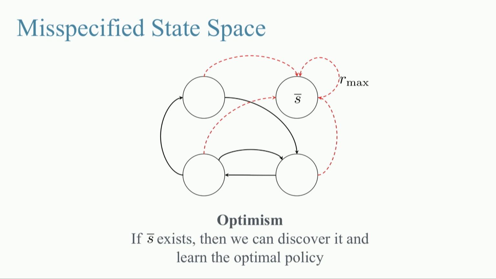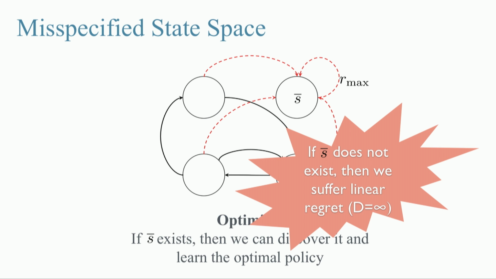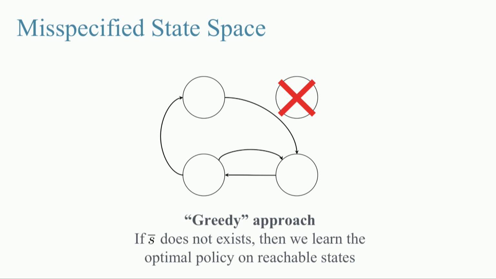So optimism says, well, let's try to go there and maybe discover something which is better than what I know so far. So if this state here exists and is good, it's very good. If it doesn't exist, as I said, it's very bad news. This thing can be arbitrarily bad. Let's be greedy on the other side.